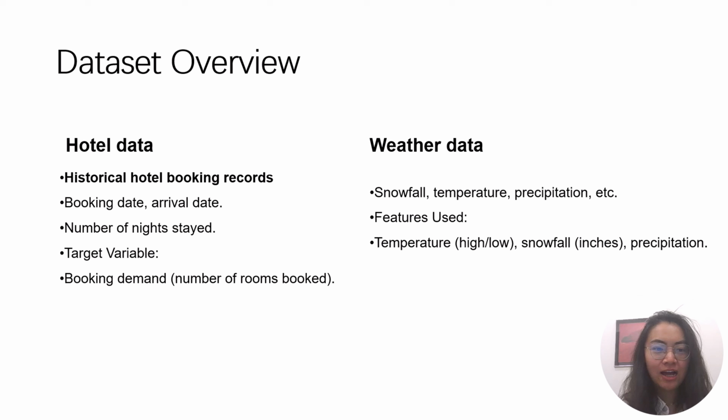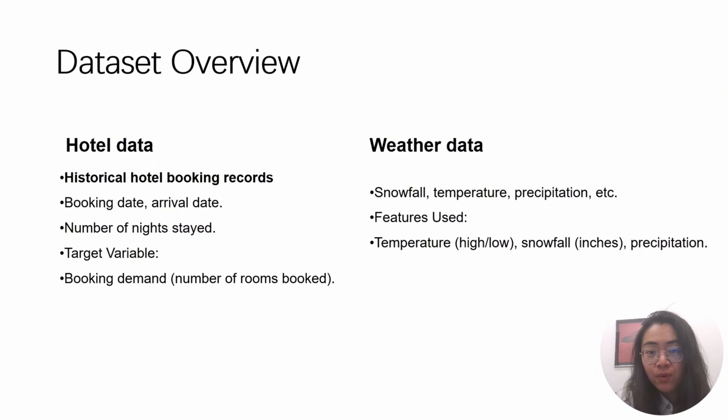Okay, let's take a look at our dataset. My dataset is basically based on two datasets. One of them is from the hotel. The other one is the historical weather forecast information. For the hotel data, we use the historical hotel booking records, which include the booking date, arrival date, and the number of nights the consumer stayed. We also have some target variables like the booking demand, like how many rooms were booked each day. We also look at the different seasons, like the ski season or off season, and we try to compare the impact of the weather information on the price decisions.